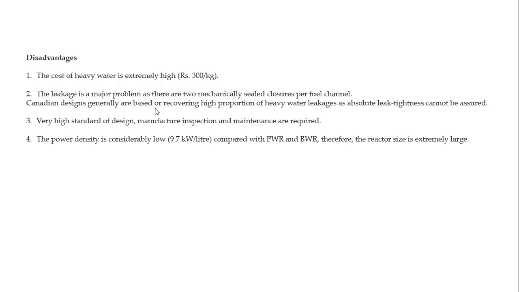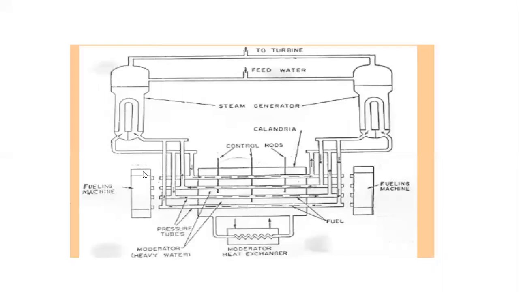Canadian designs are generally based on recovering the valuable heavy water from leakages, as absolute leakage tightness cannot be assured. Very high standards of design, manufacture, inspection and maintenance are required, so we need regular maintenance. The power density is considerably low as compared to the PWR and BWR. These are some of the disadvantages of CANDU type reactors.